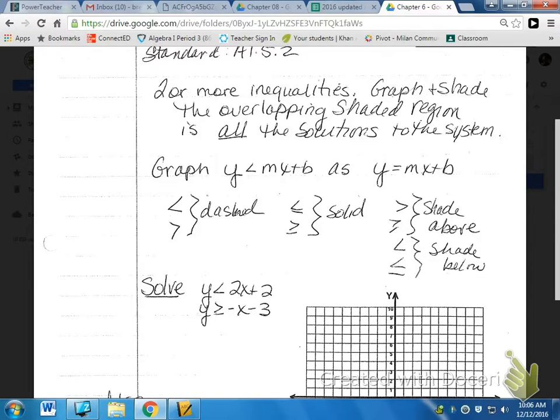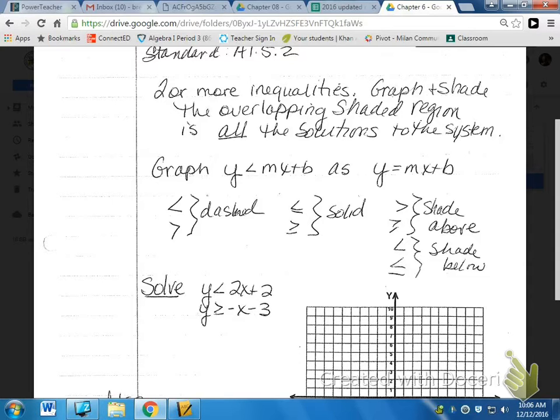So let's see if we can get this figured out. And here's what I'm going to recommend while you are doing this. When you shade, to begin with, you shade lightly. And then where you find the overlapping area, you should shade darker. That's indicating that's your solution area. What that means is any point from that really heavy shaded area will satisfy both inequalities. So if you plug their numbers in, it would make both of them true. That's what the solution area means.